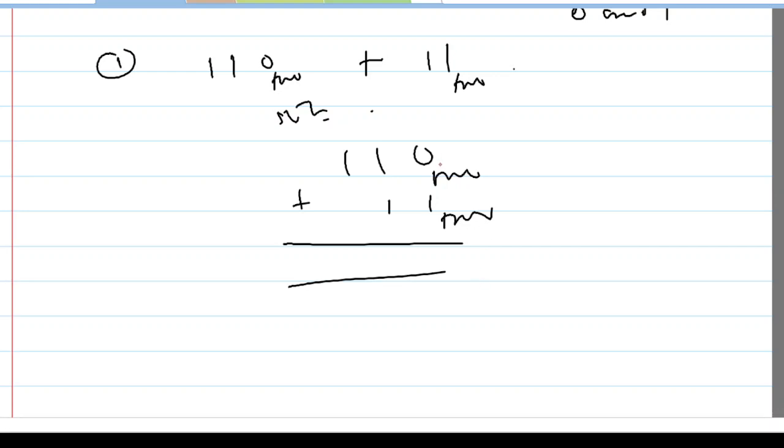Okay, now let us take it one by one. 0 plus 1 will give me 1. I don't have a problem because it still falls in this category.